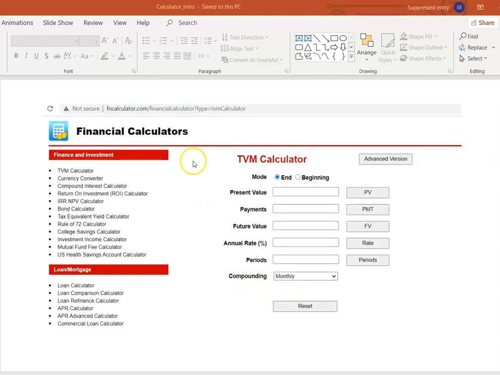Okay, so the online calculator I will use is in this website. It has the present value, the payment, future value, discount rate, and periods. And you can choose the compounding frequency. So this whole setup is very similar to the physical calculator.